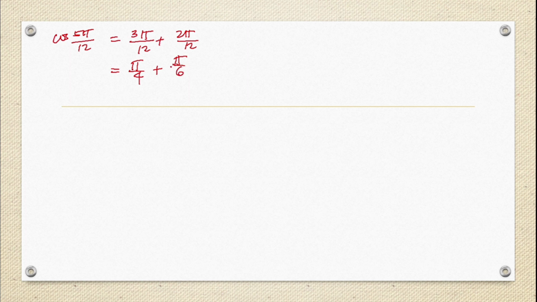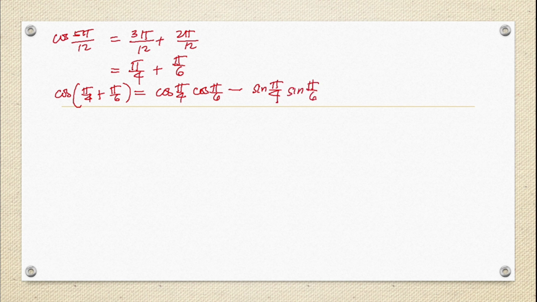Alright, so we have here cosine 5 pi over 12. So cosine 5 pi over 12 could be expressed as 3 pi over 12 plus 2 pi over 12. So if we're going to simplify this one, we have pi over 4 plus pi over 6. So we could express this one as cosine of pi over 4 plus pi over 6. So we have here cosine pi over 4 cosine pi over 6 minus sine pi over 4 sine pi over 6.